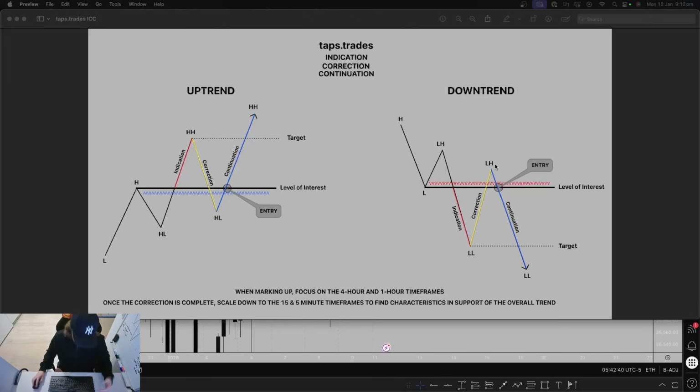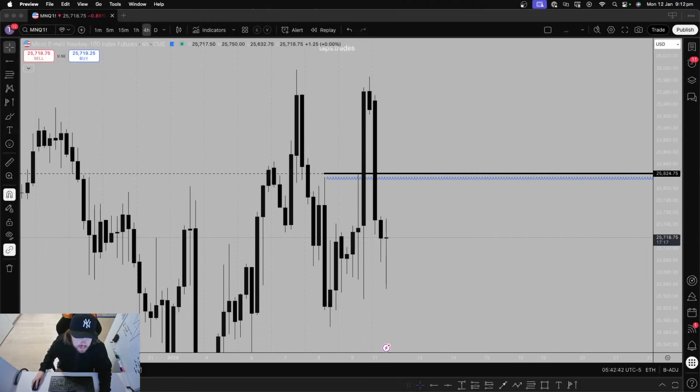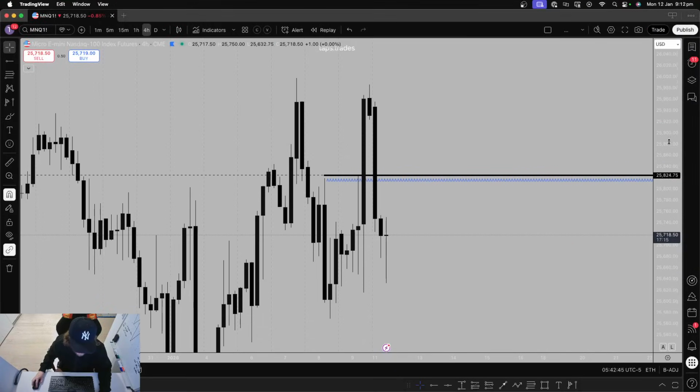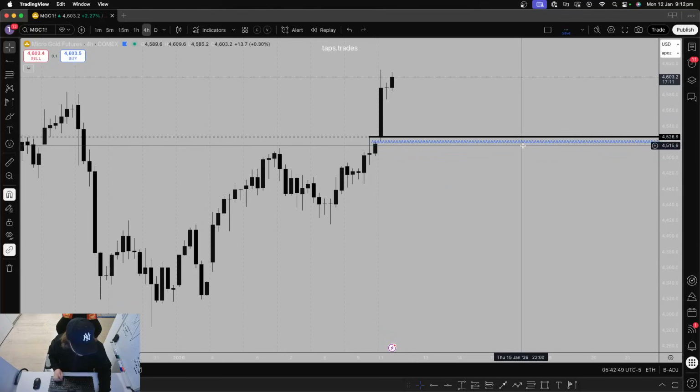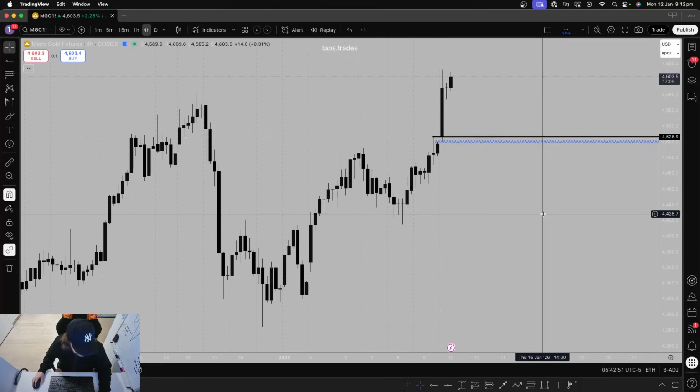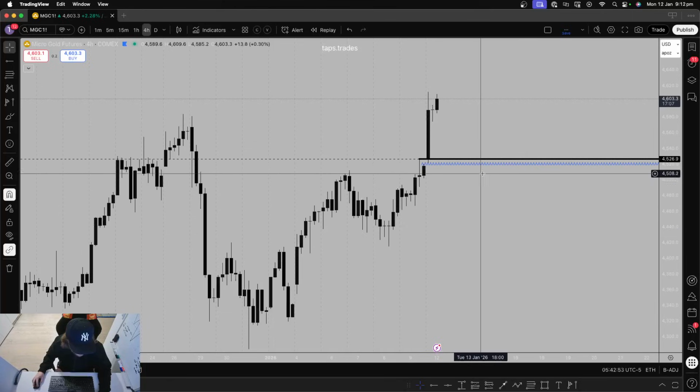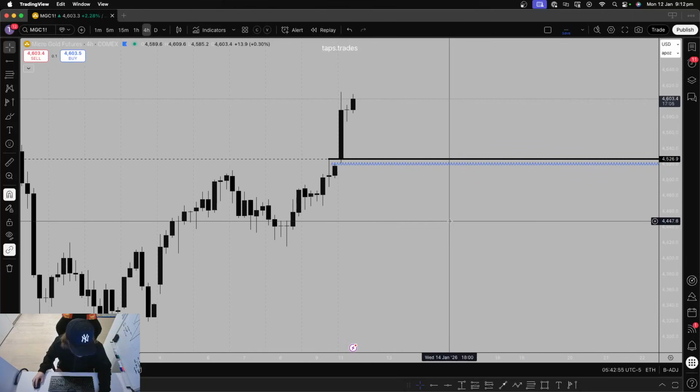So with that in mind, let's put this into practice. So let's actually start on gold. Gold has just absolutely taken off. So I don't know, we've definitely got some form of indication here.